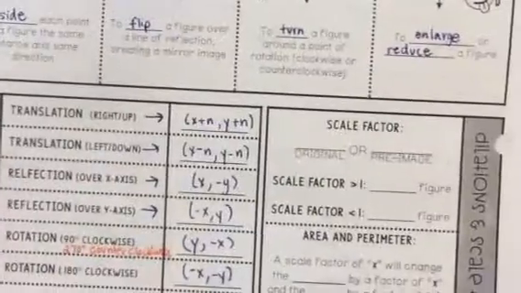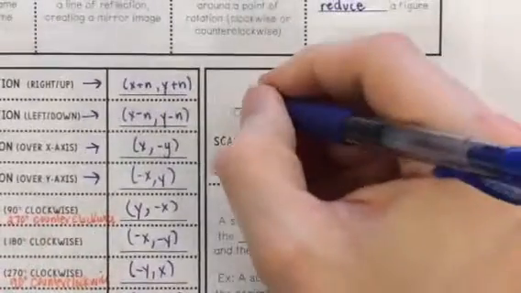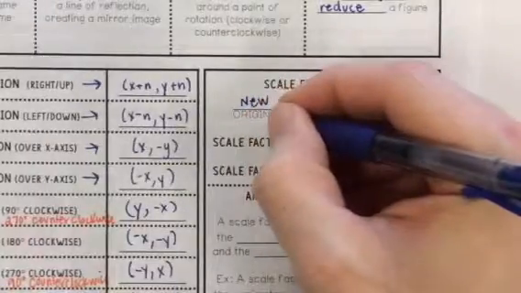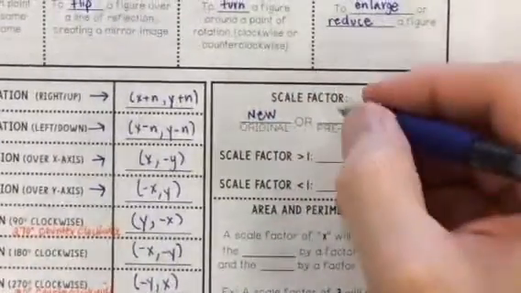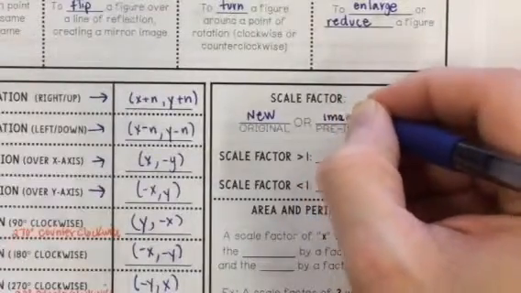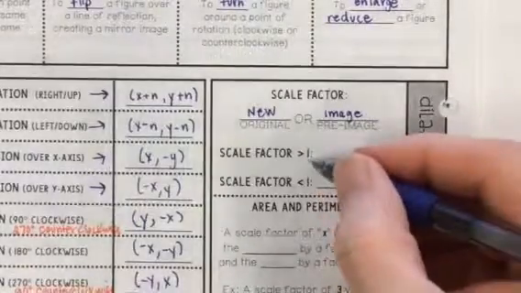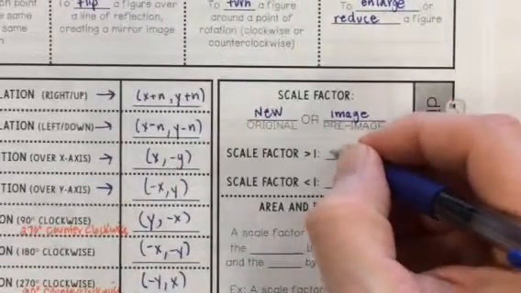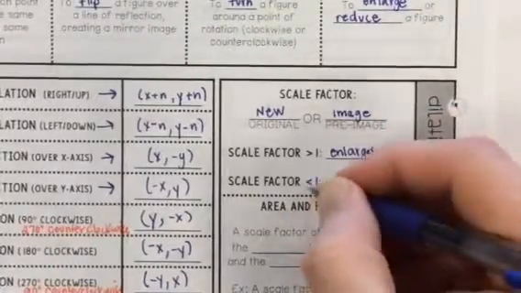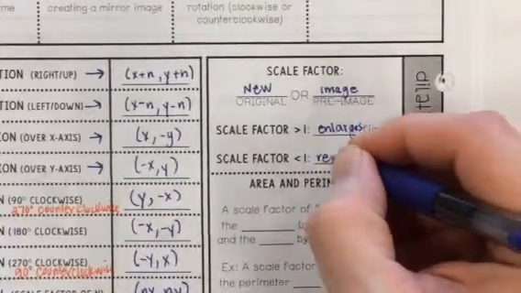With scale factor, it's the ratio of the new side length divided by the original side length. Or in terms of images, it would be the image side length, which is the new one, divided by the pre-image. If the scale factor is greater than 1, that creates an enlargement, so it enlarges. If the scale factor is less than 1, it makes it smaller, which is it reduces it.